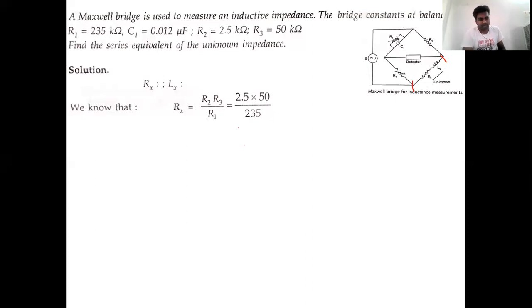Just solve it and give me the answer. Post your answer in the chat box. Solve along with me: 2.5 into 50 divided by 235. What is the answer? Anybody, respond in the chat box with the answer. Take your rough notes and solve along with me. Students, it will be simple. Otherwise, things will be complex.